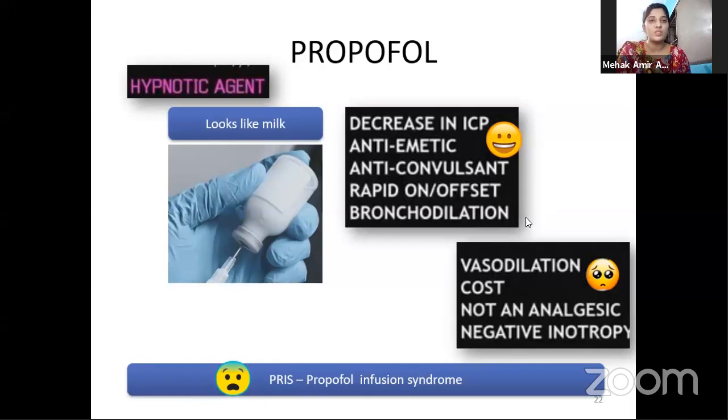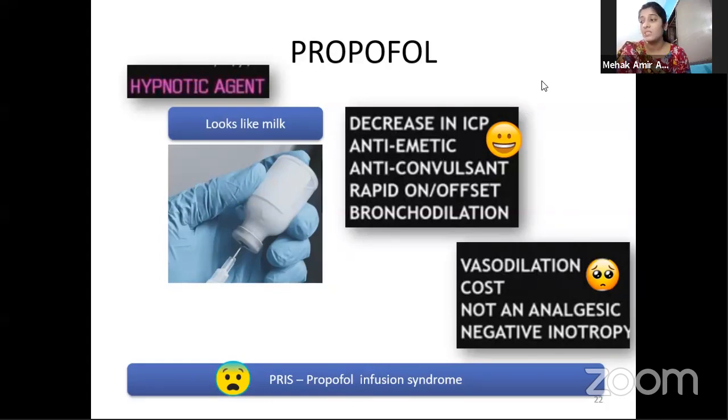Here comes propofol infusion syndrome. It is a major side effect of propofol, and it's very rare, as the risk factors are very low, but yes, the risk factors are there. Increased doses in young and elderly people, or patients with known liver or renal diseases, can cause propofol infusion syndrome.